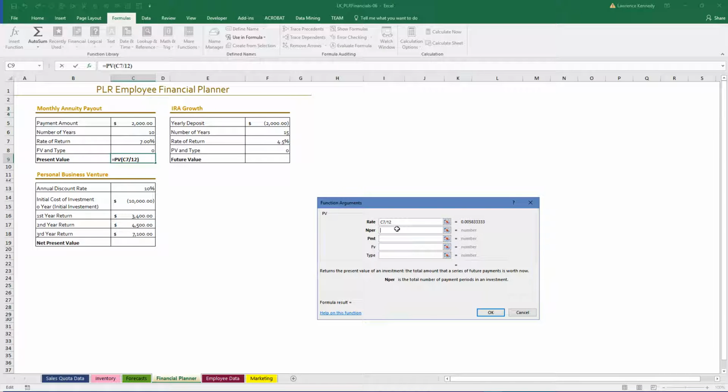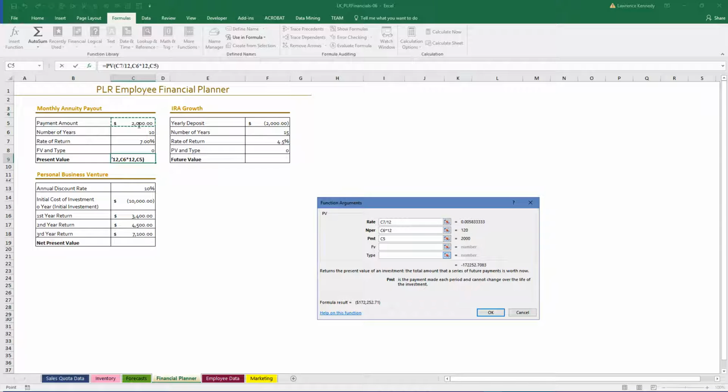So the total number of payments in here will be C6, which is 10. And I need to multiply that by 12, because this is based on yearly. So I need to calculate the total 12 months by the number of years, which is 120. Okay, and then the payment amount is 2,000.